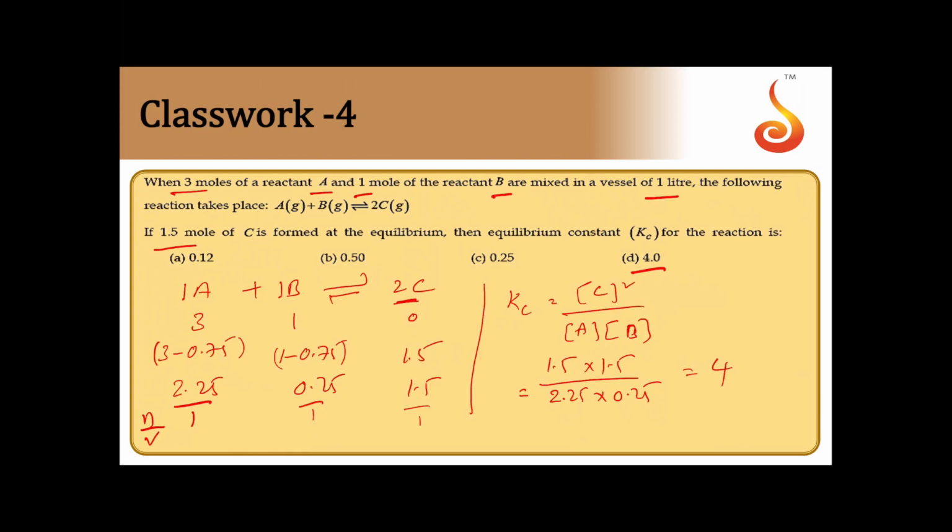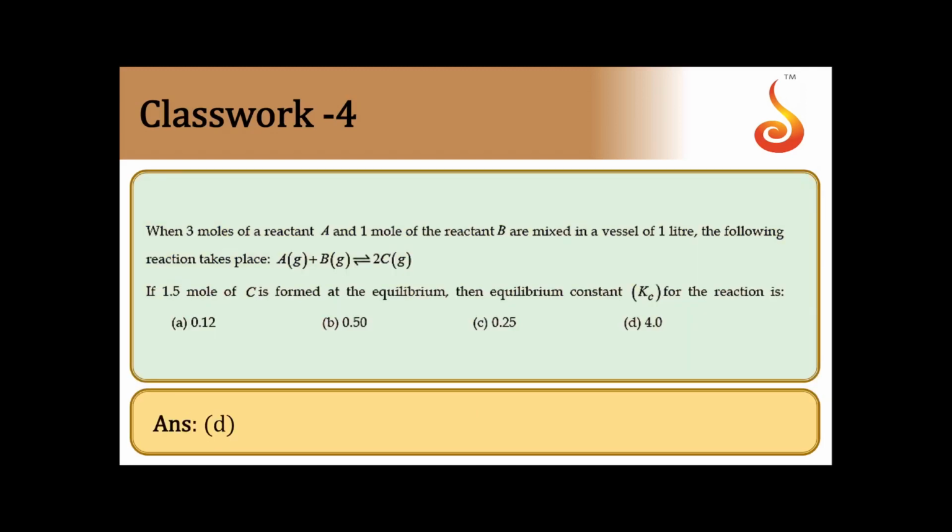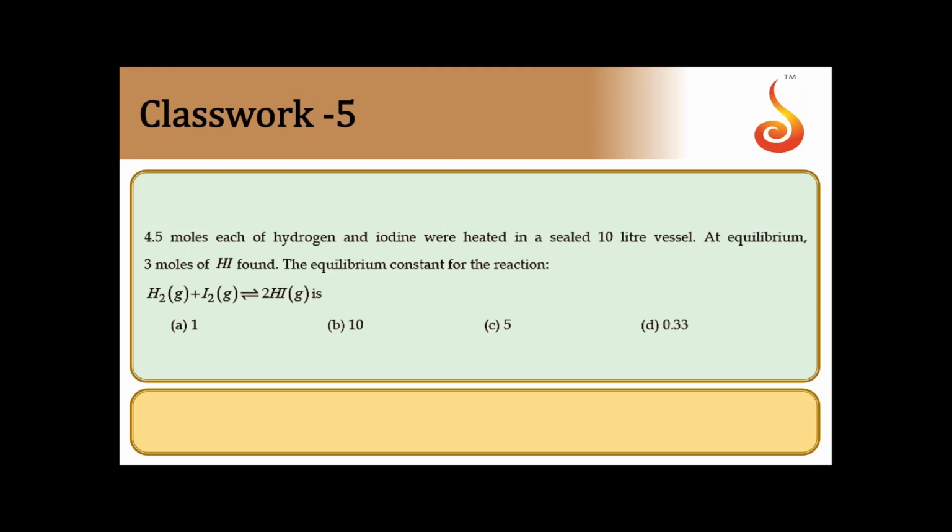So here 1 mole of A and 1 mole of B react to form 2 moles of C. The given 1.5 moles of C are formed at equilibrium. To get 1.5 moles of C, 0.75 moles of A and 0.75 moles of B should react. So we subtracted those from the initial moles and got the equilibrium moles. Since the volume is given as 1 liter, we got concentrations by dividing by 1 liter throughout. So we substitute in the basic expression. The answer is 4, option D. Then the next one.